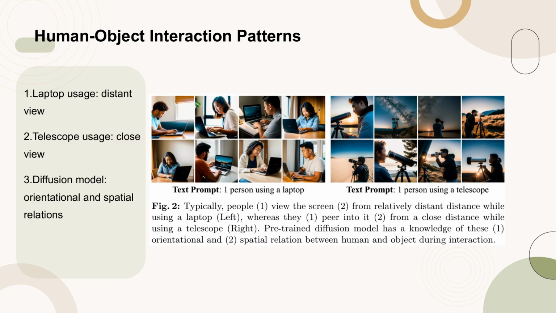Figure 2 illustrates typical human-object interaction patterns. On the left, people use a laptop by viewing the screen from a relatively distant distance. On the right, people use a telescope by peering into it from a close distance. The pre-trained diffusion model demonstrates knowledge of these orientational and spatial relations between humans and objects during interaction.